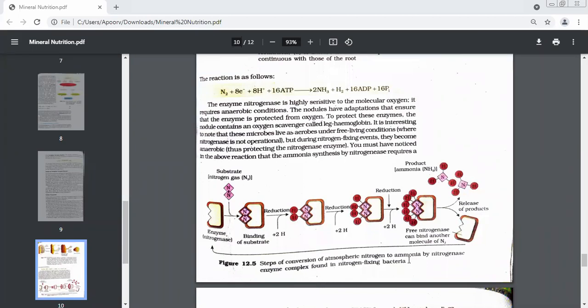However, remember that this process will only take place if what conditions are maintained? Anaerobic. And to ensure that the conditions are anaerobic, we certainly need the presence of leghemoglobin. Very good. Now the diagram, everybody. 1 minute I'm giving you, revise the diagram. I'll put my cursor at a particular point and you will tell me what is happening at this step. If a question comes, express diagrammatically the conversion of atmospheric nitrogen to ammonia by nitrogenase, then only this figure has to come.